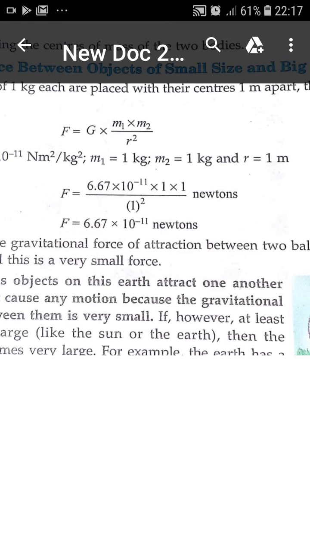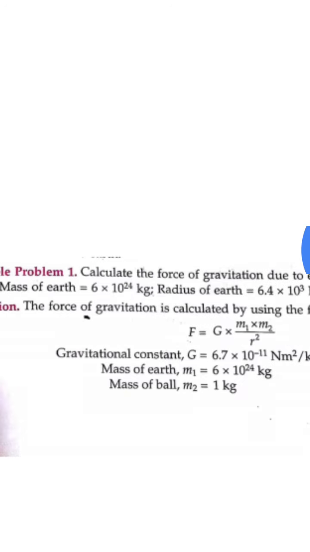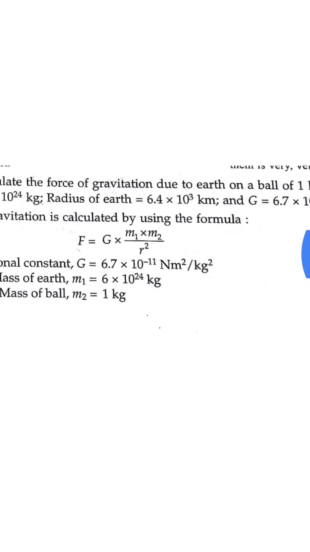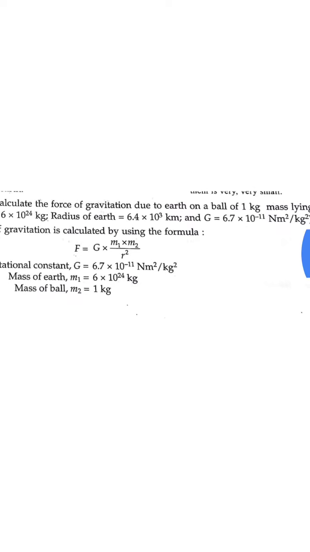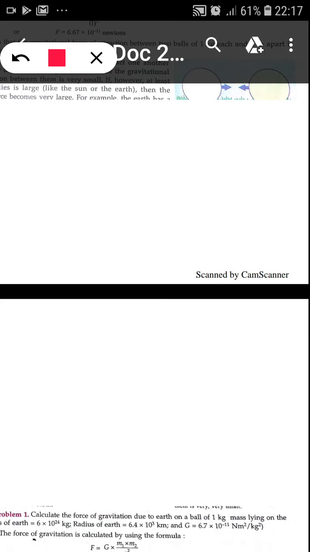Okay, see now the next one. For the next value, calculate the force of gravitation due to the earth on a ball of 1 kg mass lying on the earth, right? The objects we are taking in this sample problem will be two objects. One object, mass m1, will be the earth, and here we are taking a ball on the surface of the earth, right?